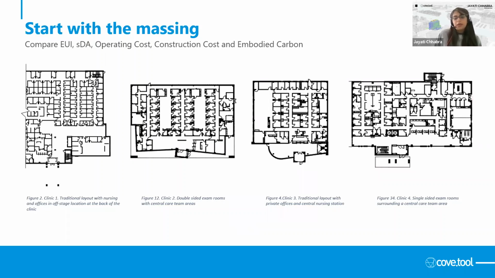So the first step is to start with the massing. For this case study, a series of recent EUA clinic projects were studied and compared to create a baseline design. The 4 plans that you can see here were the recent projects that were referenced, and they represent 4 system examples, like a traditional layout and then the double-sided exam rooms and so on.